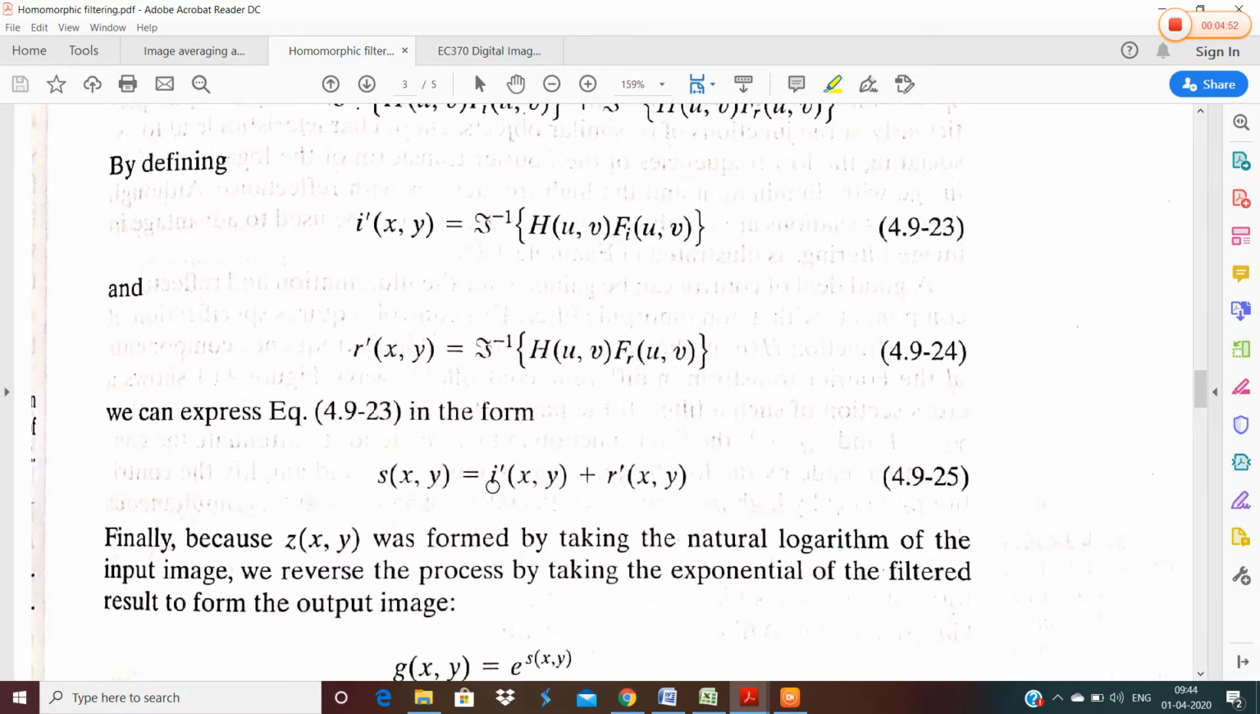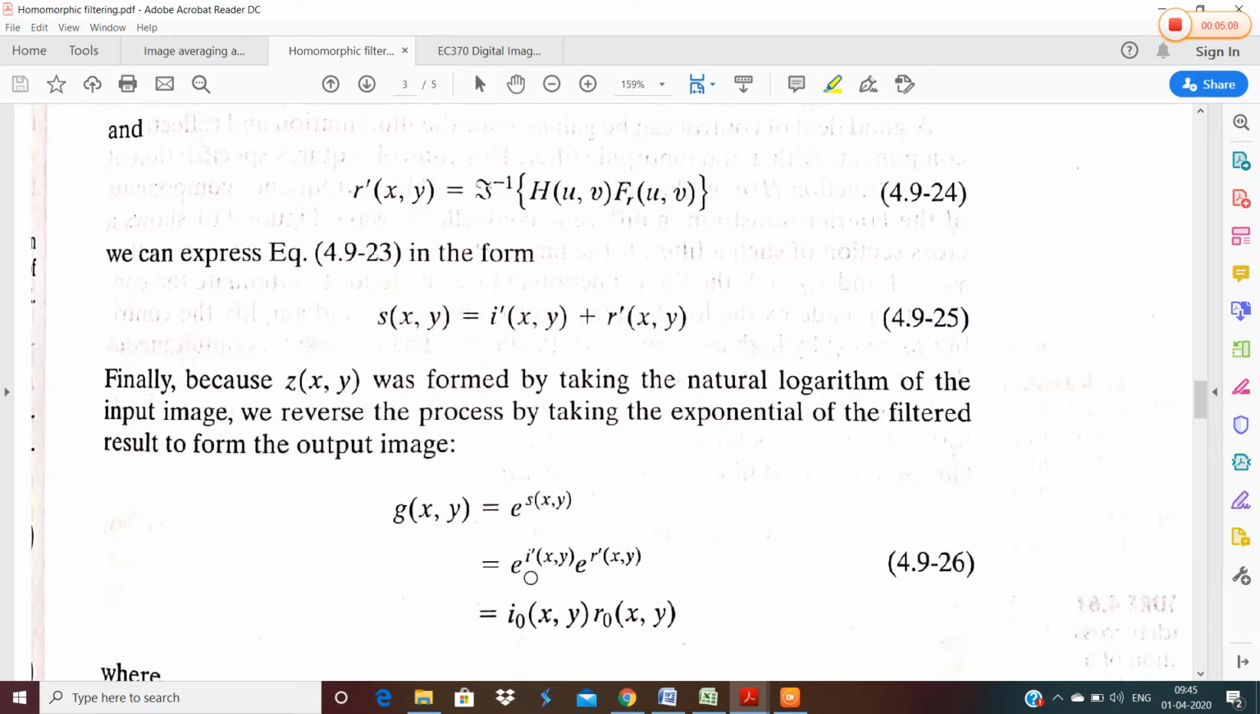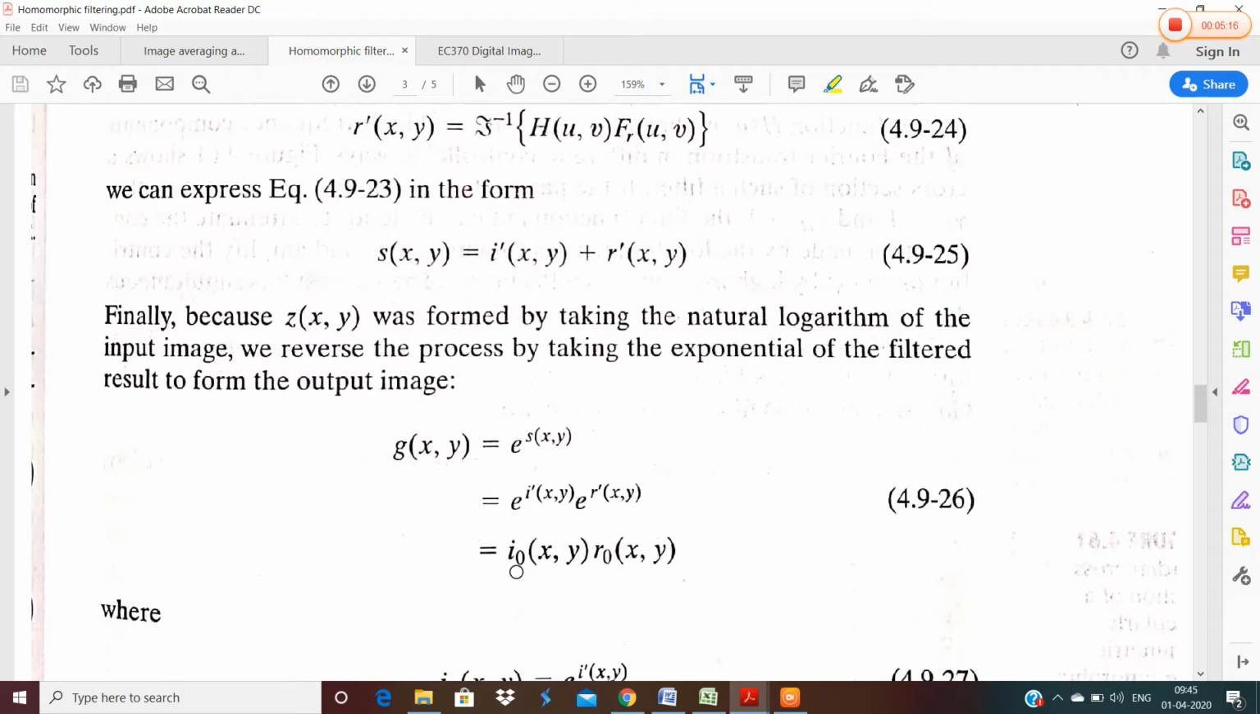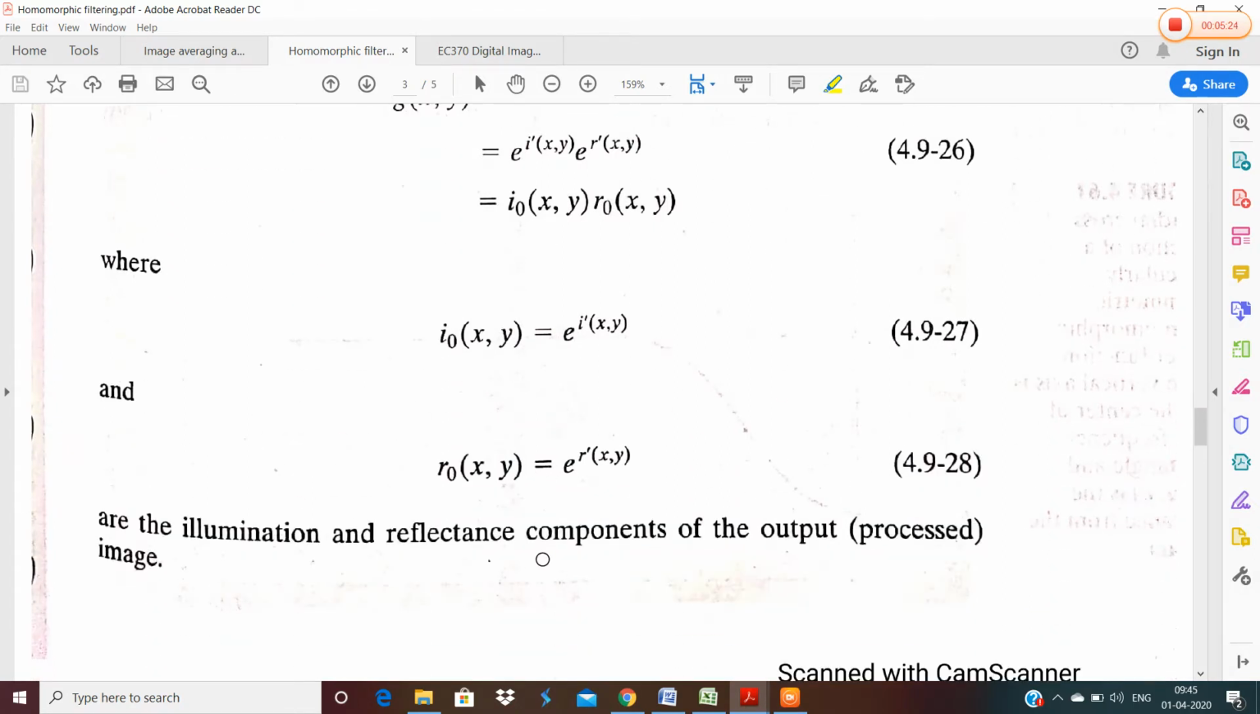But still this is not complete, because initially you have taken the natural logarithm. You have to take the inverse of the natural logarithm using e. So take e raised to s of x,y, that is e raised to i dash into e raised to r dash, that is g. This is the final filtered image, which can be expressed as i0 into r0, where i0 is e raised to i dash and r0 is e raised to r dash. They are the illuminance and reflectance components of the output processed image.